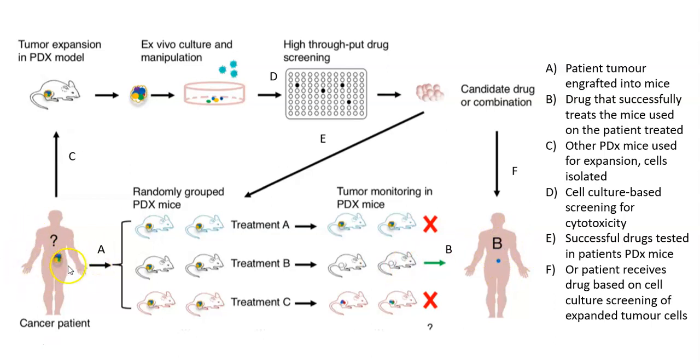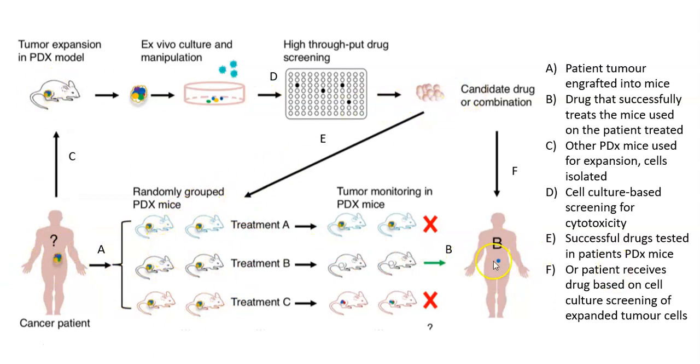Alternatively, you can take the cancer cells out, put them into mice, expand them in mice, just like here, then take out the tumours, maybe grow them in culture for a little bit, and then do high throughput screening in multi-well plates, and that will then inform on what treatments are used for the patient-derived xenografts. So this is the direct route. This is a sort of more research-informed route.